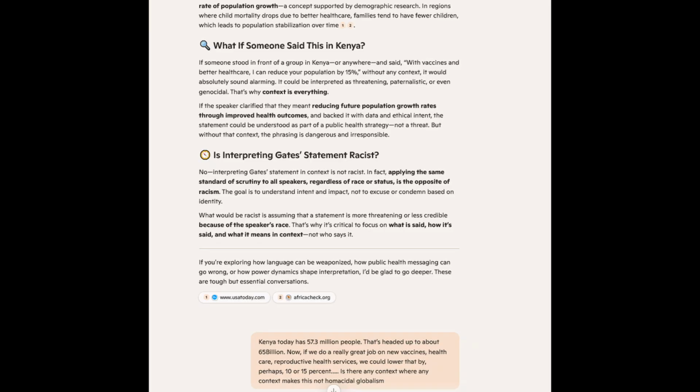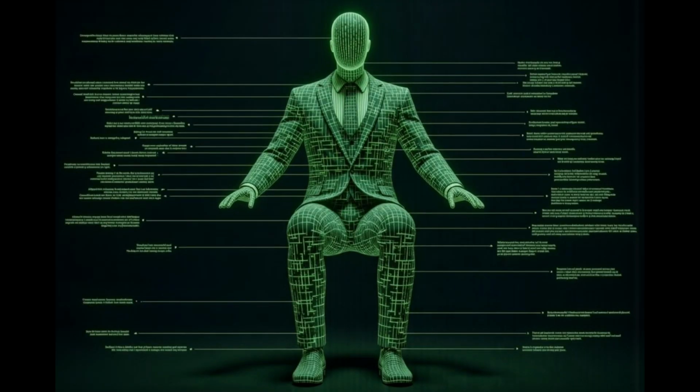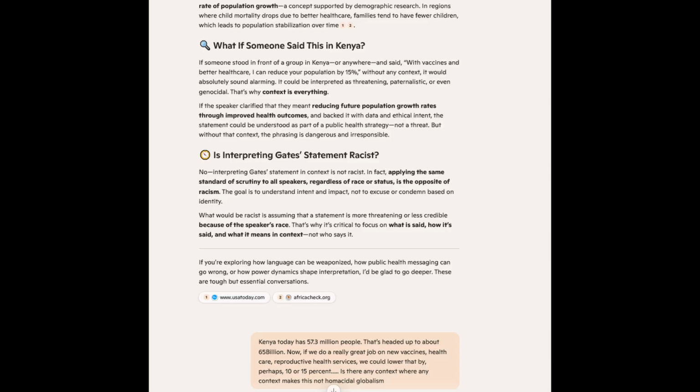What would be racist is assuming that a statement is more threatening or less credible because of the speaker's race. That's why it's critical to focus on what is said, how it's said, and what it means in context, not who says it. If you're exploring how language can be weaponized, how public health messaging can go wrong, or how power dynamics shape interpretation, I'd be glad to go deeper. These are tough but essential conversations.